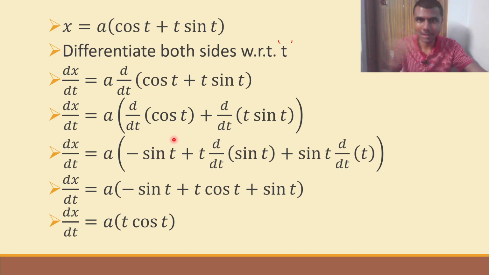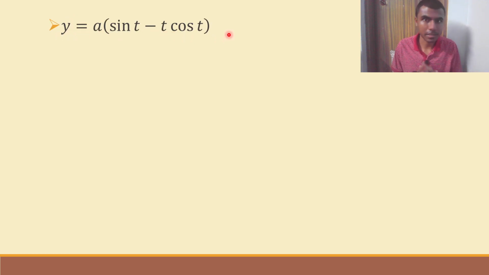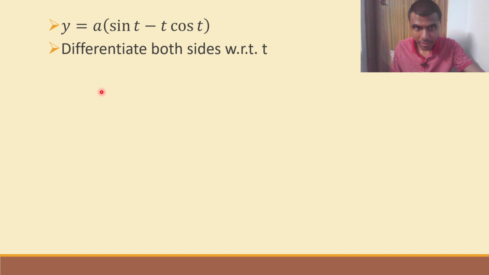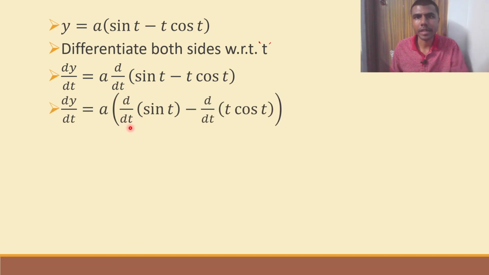Now let's go for dy by dt. Now y is a into sin t minus t cos t. So again, differentiate both sides with respect to t. You can just keep it like this. So dy by dt is nothing but a into derivative of sin t minus t cos t. Same thing, take the derivative inside. So a into derivative of sin t minus derivative of t cos t.